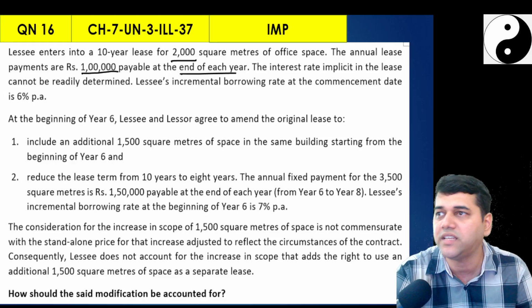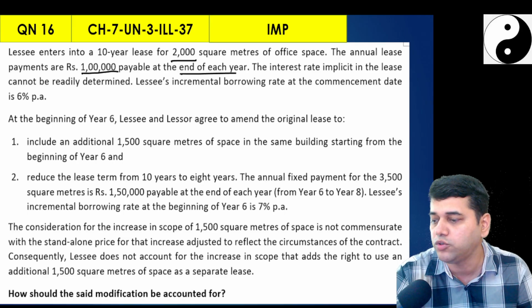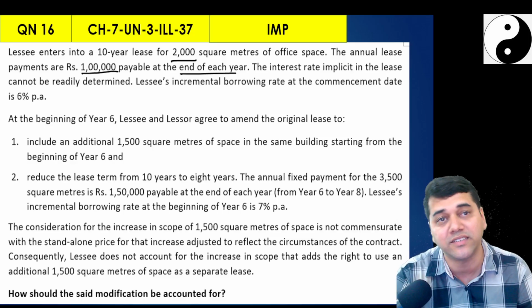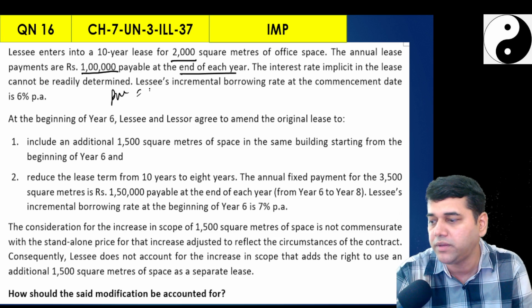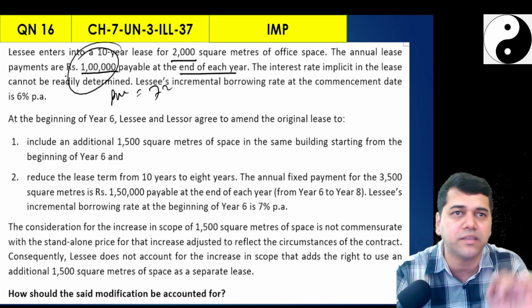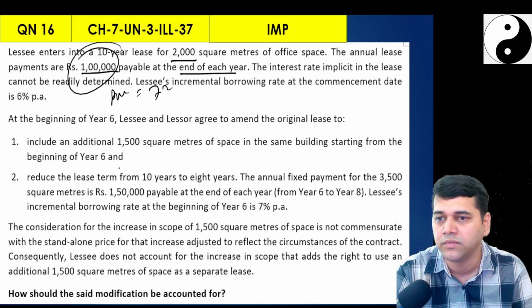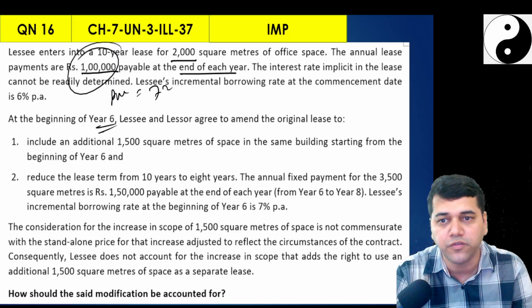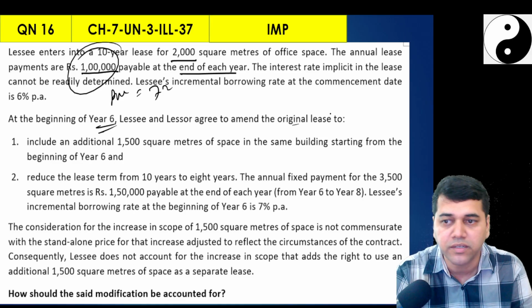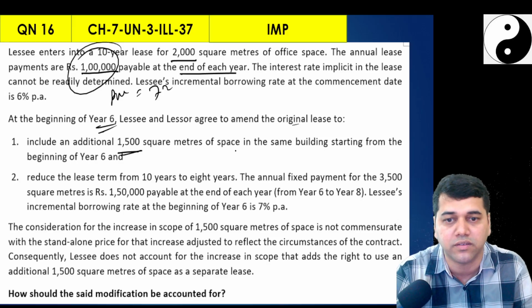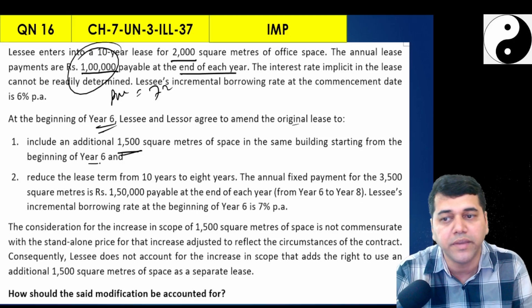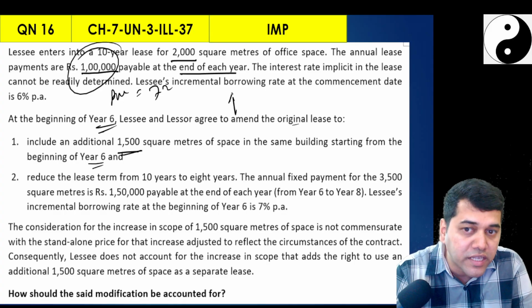Yes, we understand that. Present value annuity factor, we do the same story. It comes to 7.359 because it is 10 years at 6% rate of interest. Present value annuity factor will be 7.3590 and we get the present value of the lease. No problem here. Beginning of the 6th year, that means 5 years finished. What is your amendment? You include an additional 1,500 square meters of space starting from the beginning of the 6th year. Oh, scope got increased.